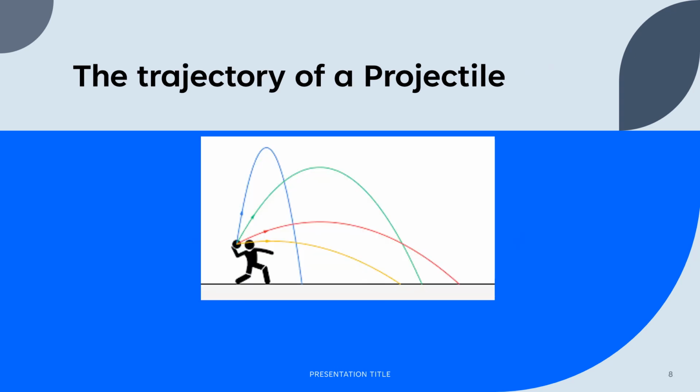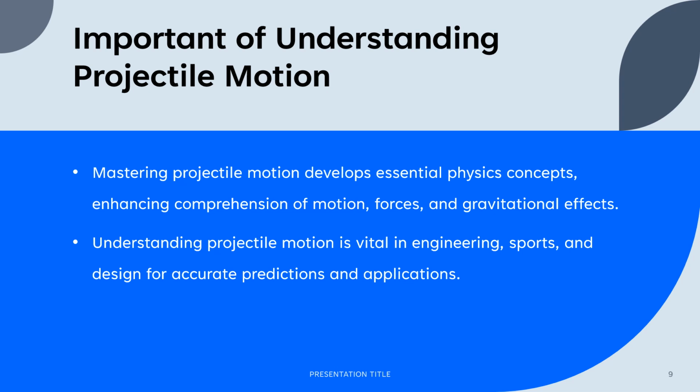And here we just have a little picture of the trajectory of a projectile. And as you can see, the higher the guy throws the ball, it won't have as much distance as if you were to throw a little bit lower. From the blue and yellow lines, it's just some important understanding of projectile motion.